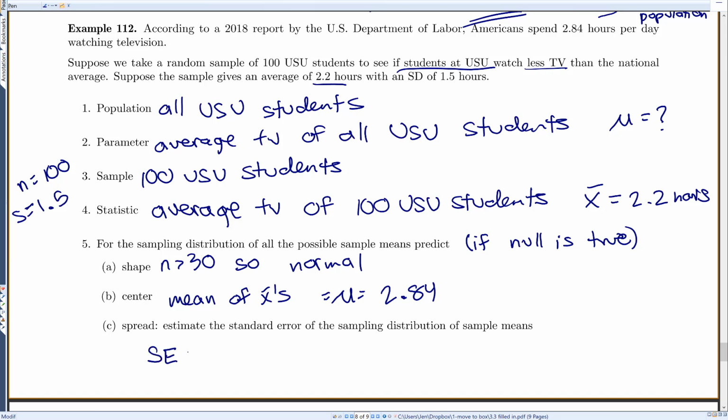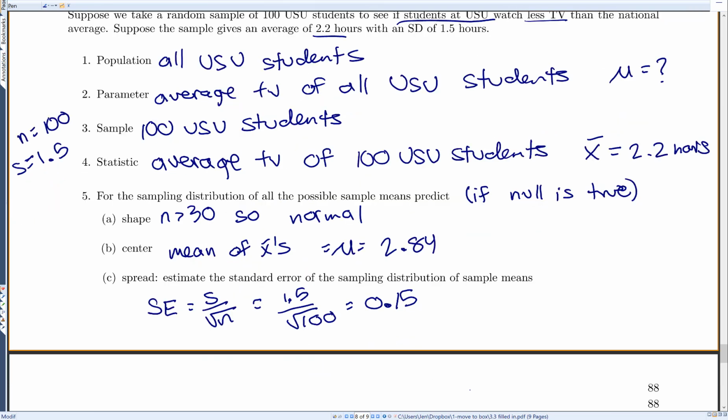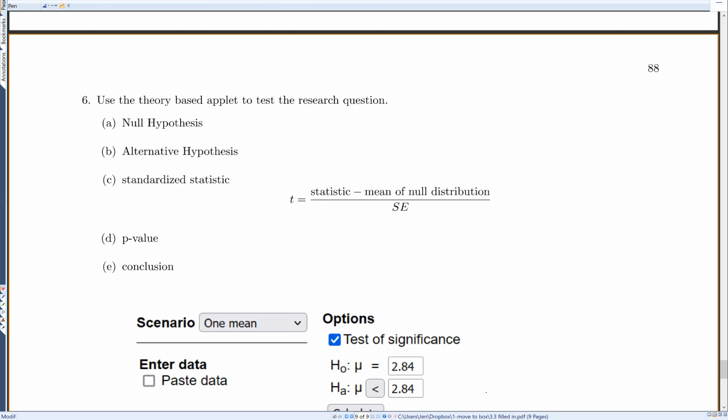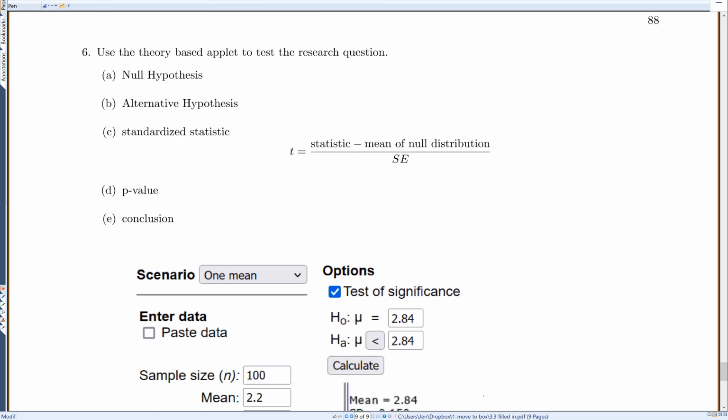So the standard error is just going to be S over the square root of N. I can't do sigma because I don't know sigma. So instead it's the standard error. And we're estimating it because we have to estimate our sample standard deviation. So it's just going to be 1.5 over the square root of 100, which should give me 0.15. Now we can use the theory-based applet to actually test our research question.